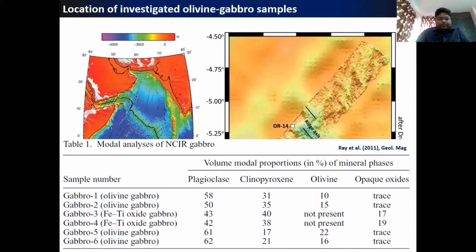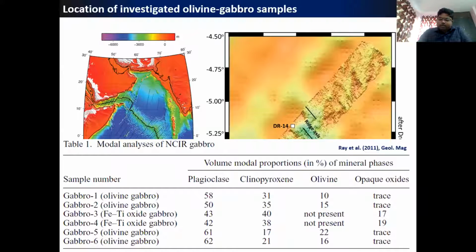lithosphere. And if you see, mainly I'm showing you this, we have collected gabbro, that is composed of plagioclase, clinopyroxene, and olivine, and we name it olivine gabbro. Also, we have oxide gabbro. So these are the main compositions in this gabbro area. And along with it, we have collected serpentine and basalt.